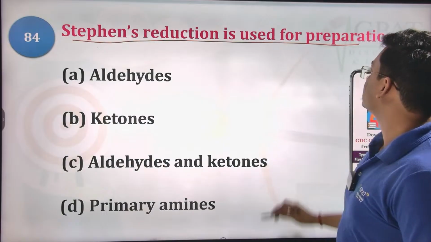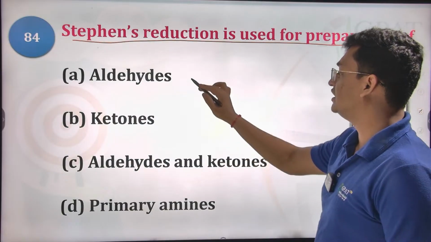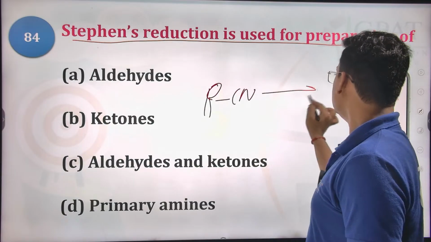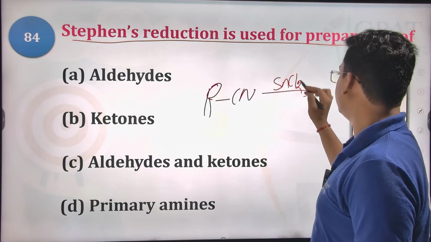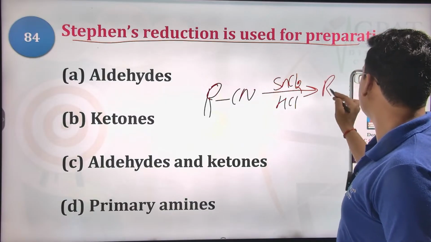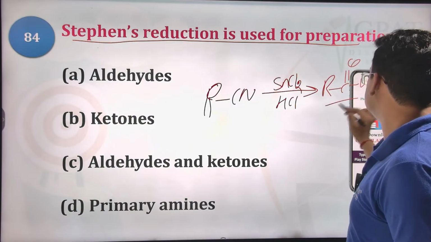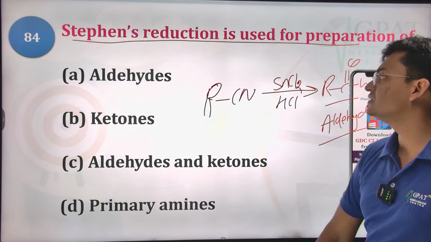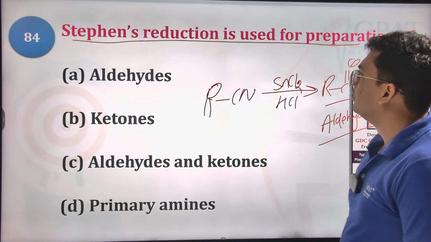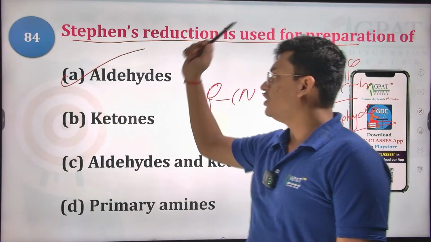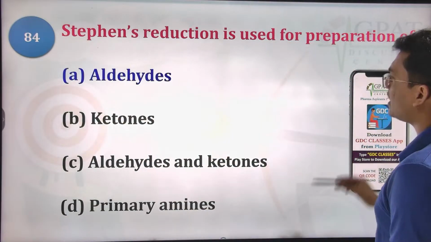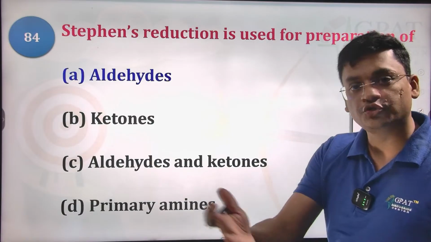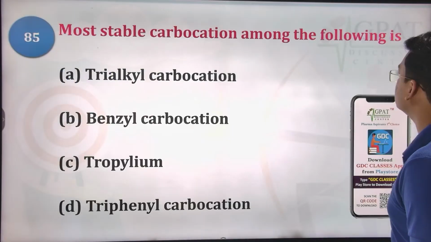Stephen's reduction reaction is used for the preparation of... So in Stephen's reduction, RCN, when treated with SnCl2 and HCl, gets converted into RCHO, that is aldehyde. So this is used for the synthesis of aldehydes by the reduction of alkyl nitriles in presence of SnCl2 and HCl. So yes, aldehyde will be the right answer.